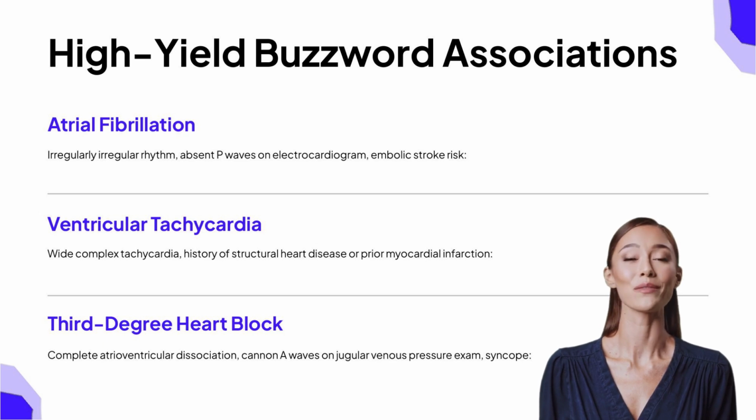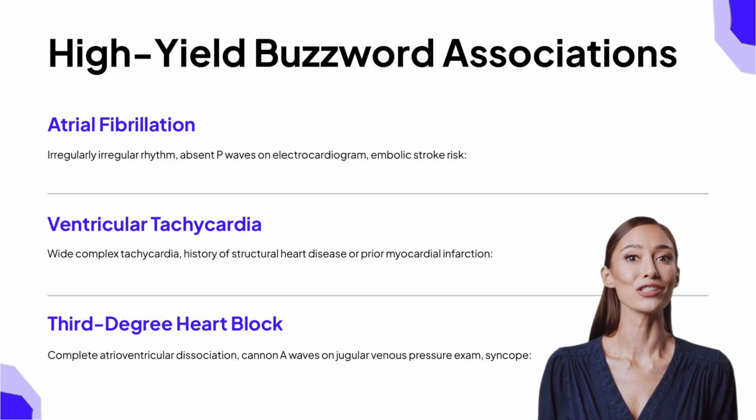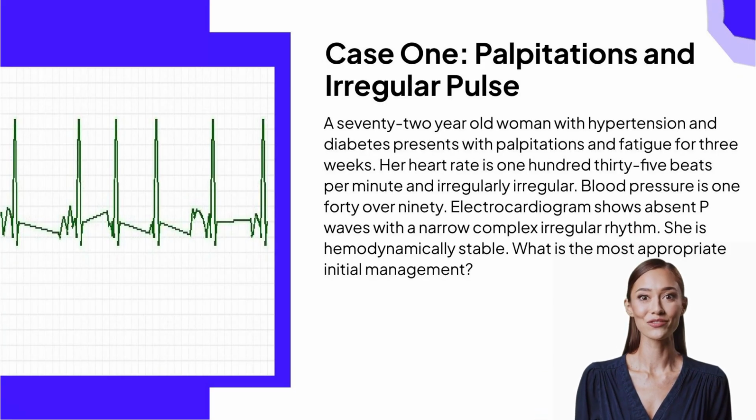For third-degree heart block, buzzwords are complete atrioventricular dissociation, cannon A waves on jugular venous pressure exam, and syncope. Complete dissociation means the atria and ventricles are beating independently. Let us work through our first case.